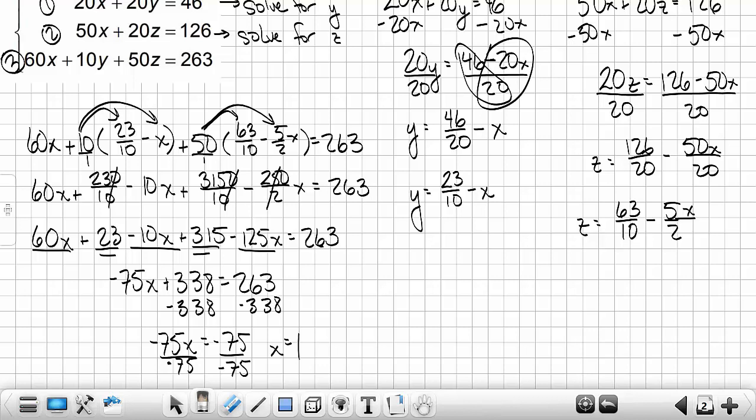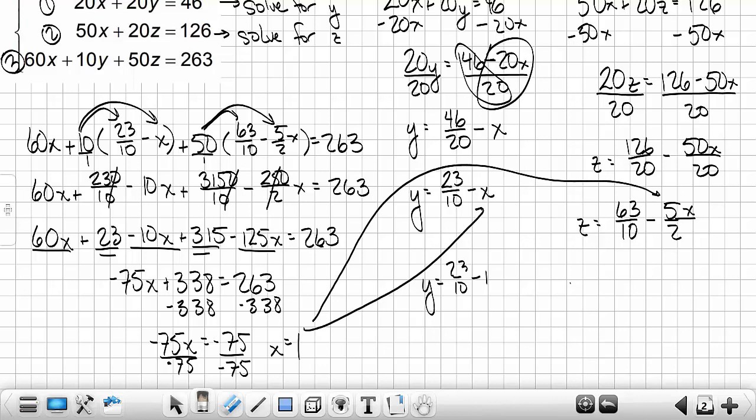Now none of these are going to be super pretty, so if I want to find y, I'm going to plug that into there, and I get y is equal to 23 over 10 minus 1. And then I'll plug x into way over there, and I'm going to get z is equal to 63 over 10 minus 5 over 2 times 1. Over here I have 23 minus 1, got to get a common denominator. 23 tenths minus 1, so I got to get a denominator of 10 over 10. So we have 13 tenths is y.